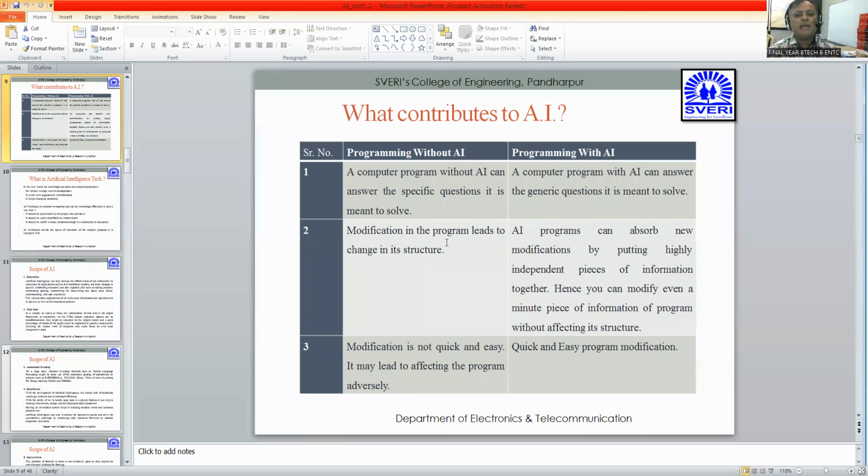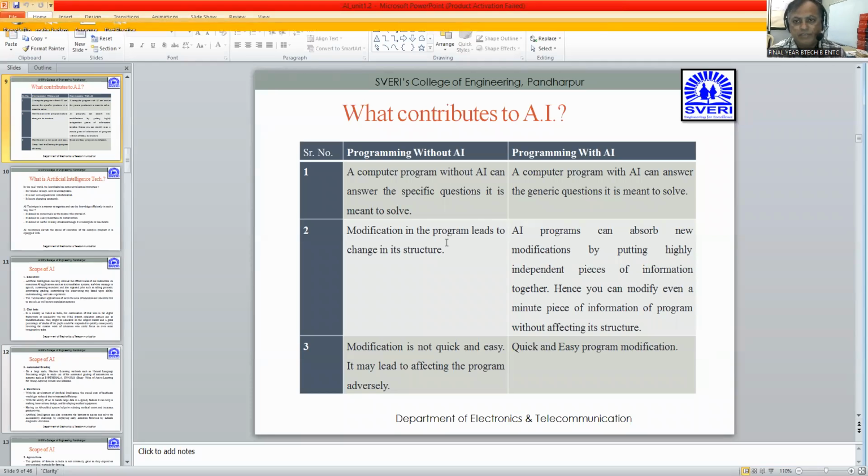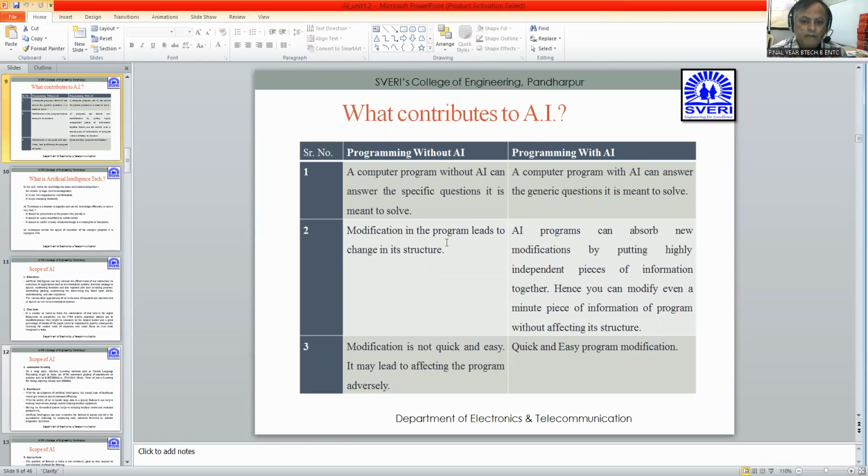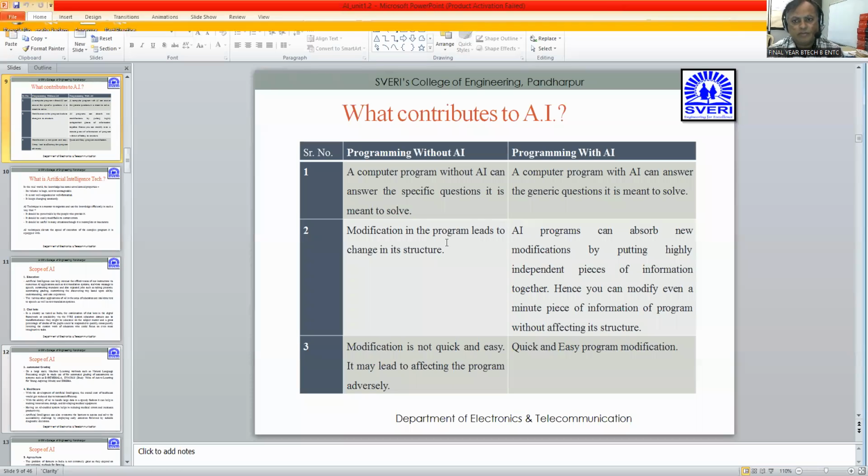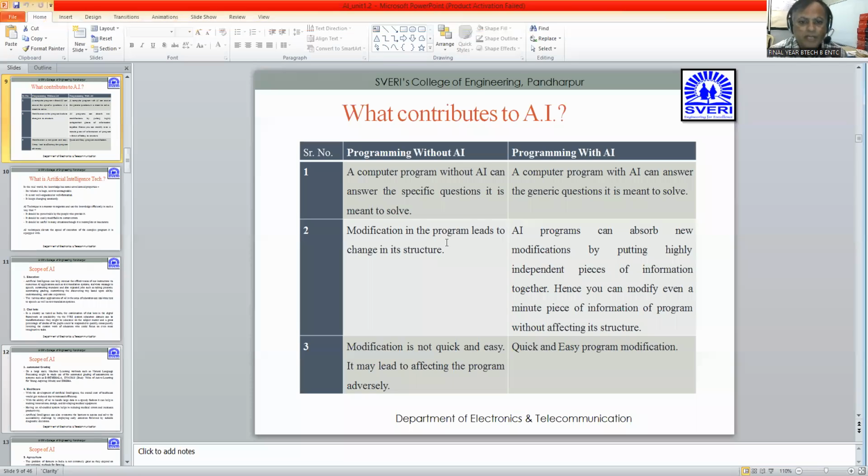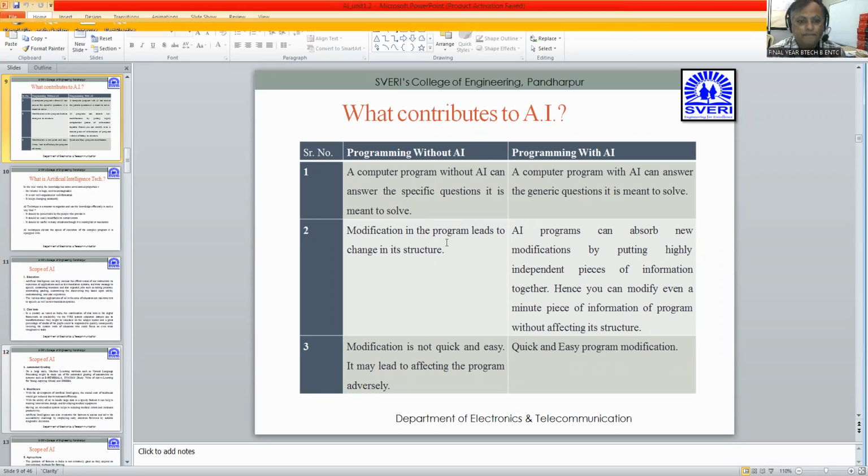So there is a very high probability that it can absorb the new modifications easily. Hence, you can modify even a minute piece of information of a program without affecting its structure. यानी छोटी सी छोटी चीज भी आप change कर सकते हो as far as programming with AI is concerned. That is the most important thing, which is not at all possible without AI.